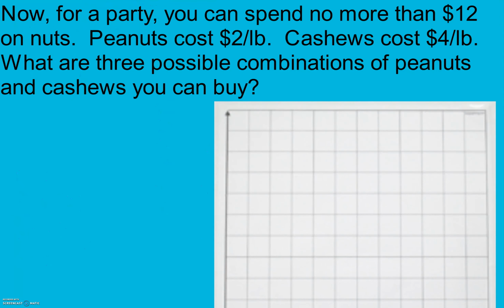Now, for a party, you can spend no more than $12 on nuts. Peanuts cost $2 a pound, and cashews cost $4 per pound. What are 3 possible combinations of peanuts and cashews you can buy?